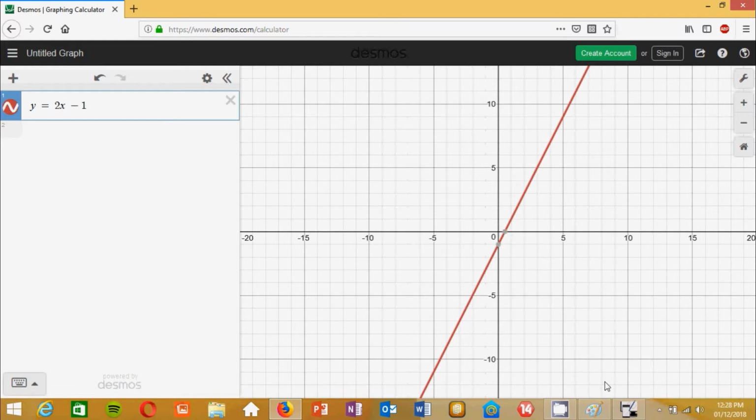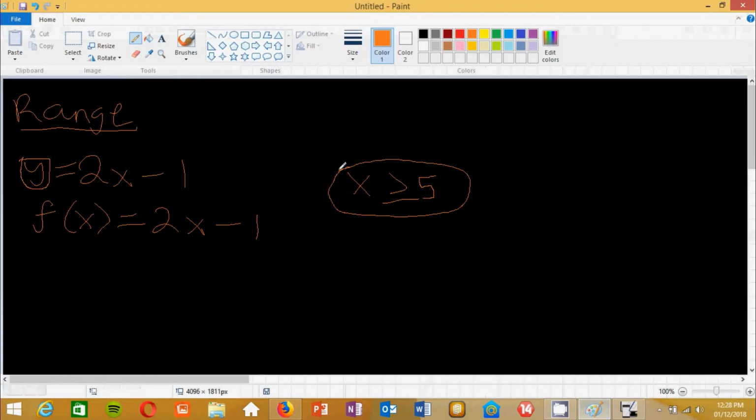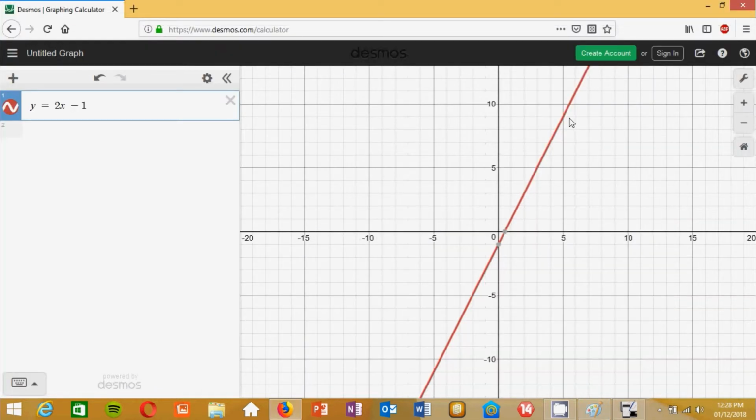So if my x is going to start at 5, what it means is my y is going to start at 9, because when my x is 5, my y is going to be 9.